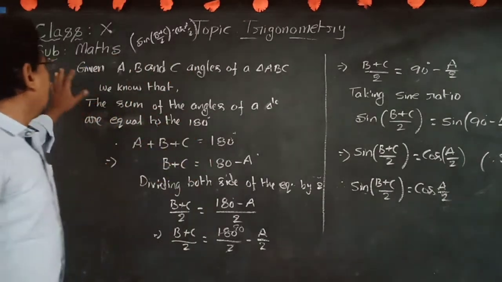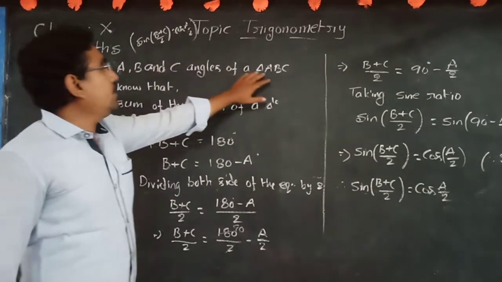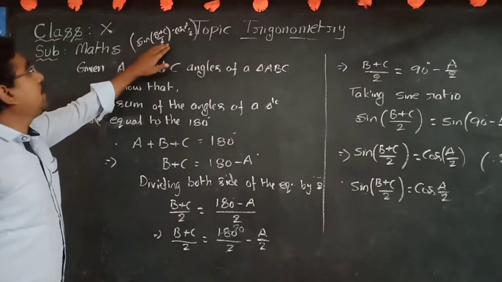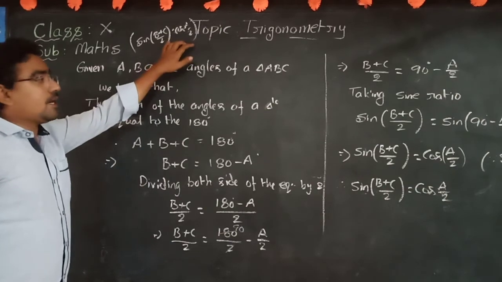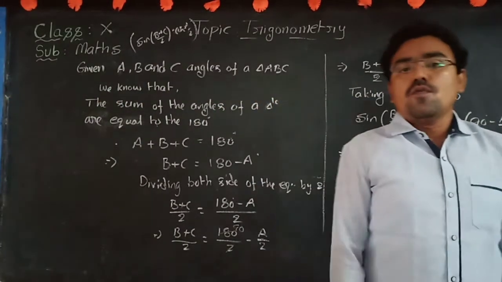What is given? A, B and C are the angles of a triangle ABC. By using this, what do you have to show? Sin of (B plus C) by 2 equals cos A by 2. So which properties are applied? Totally two properties. The sum of the angles of a triangle equals 180 degrees.